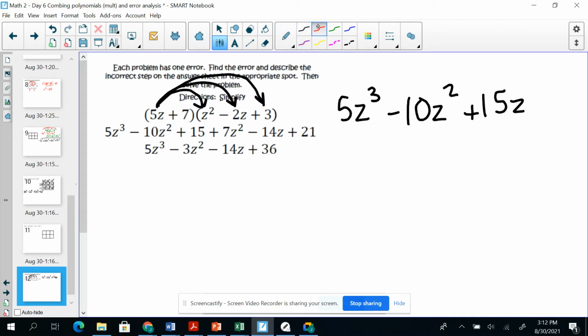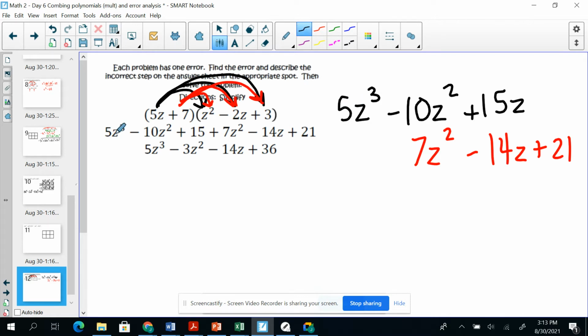Let's see if I can get my pen to change to a color red. Let's do the 7. So 7 times z squared is going to be 7z squared, which is the family member of this one. And then 7 times a negative 2z is going to be a negative 14z. And then 7 times 3 is going to be 21. That means you've distributed the 5z to all 3, and you've distributed the 7 to all 3.